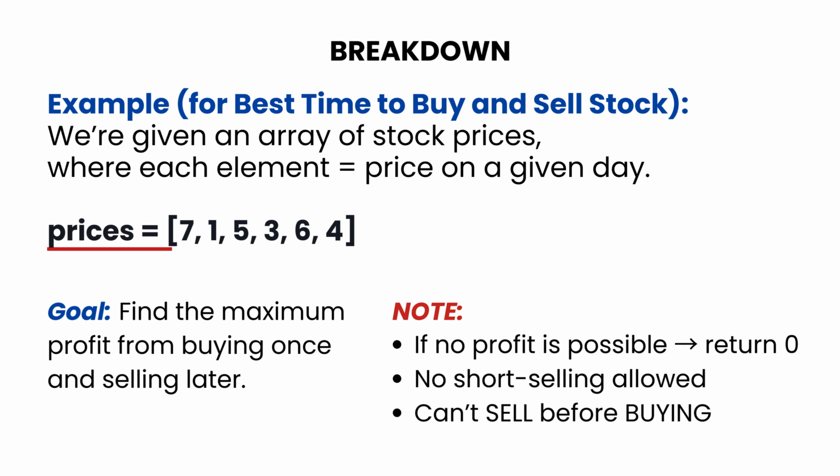We're given an array where each element represents the price of a stock on a given day. Our job? Find the maximum profit we can achieve by choosing a single day to buy and a different day in the future to sell. If there's no way to make profit, return 0. No short selling, and you can't sell before you buy.